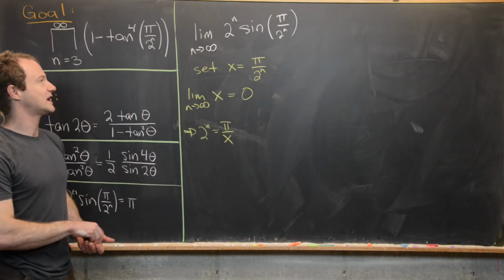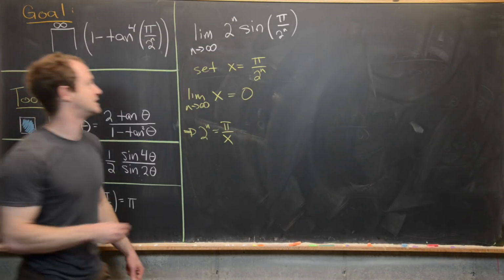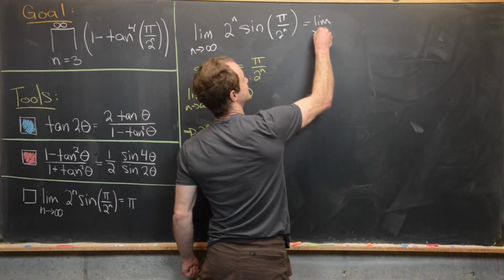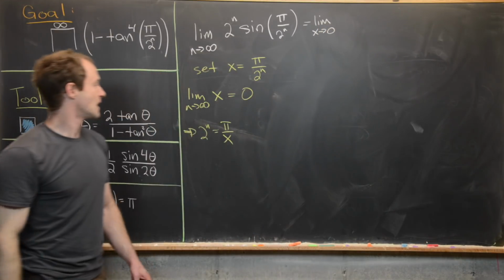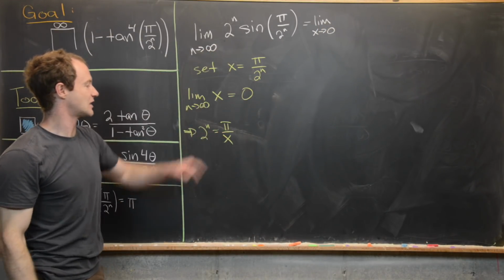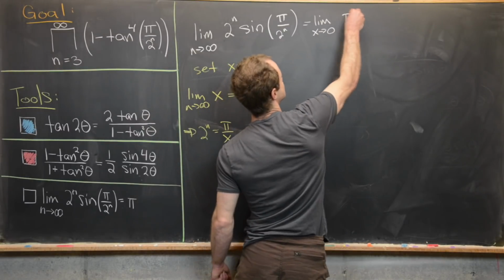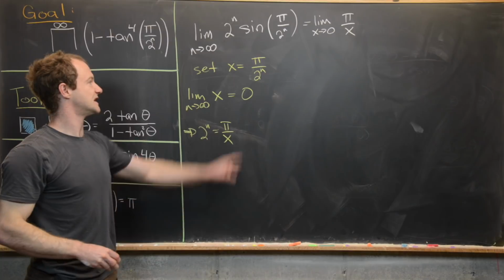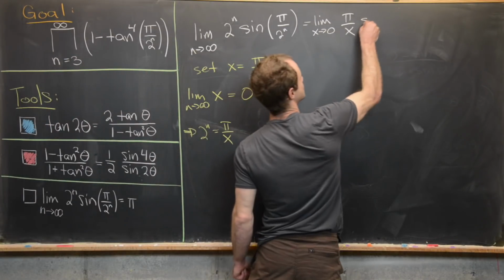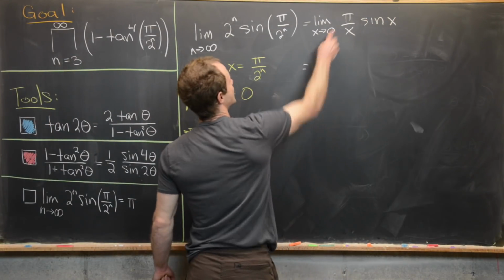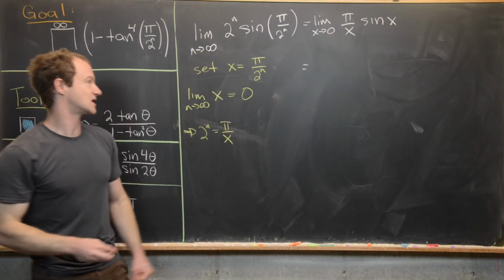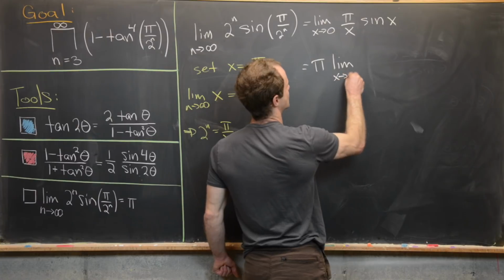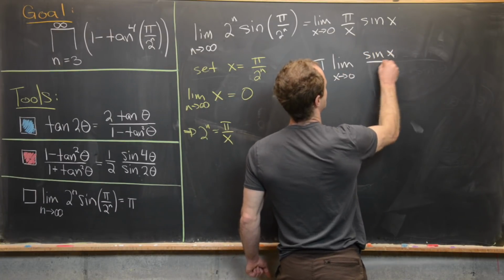We've got 2 to the n equals pi over x. Great. So now we can rewrite this limit using our substitution. So that's going to give me this limit, but now x is approaching 0 of, so we've got 2 to the n. I'm going to write that as pi over x. And then I have a sine of pi over 2 to the n, but that's just sine of x. And so I can take that pi out front because it's a constant. So that gives me pi, and then the limit as x approaches 0 of sine x over x.